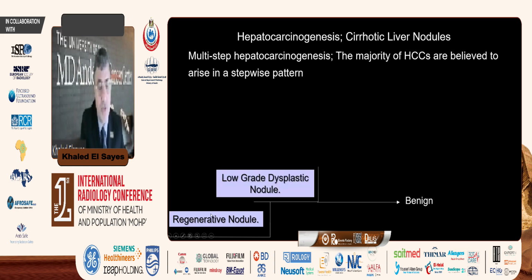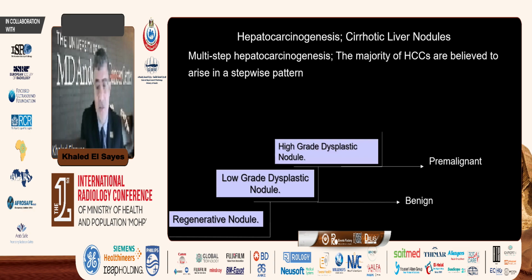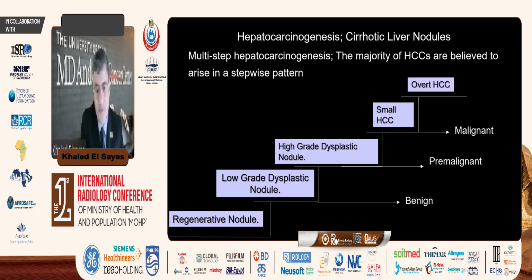So the hepatocarcinogenesis started by what? Started by regenerative nodules that go to low-grade dysplastic nodule, which is benign, and then high-grade dysplastic nodule, which is pre-malignant, and the small HCC, which is malignant, and overt HCC.